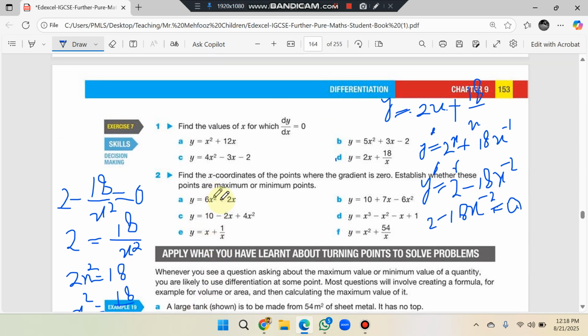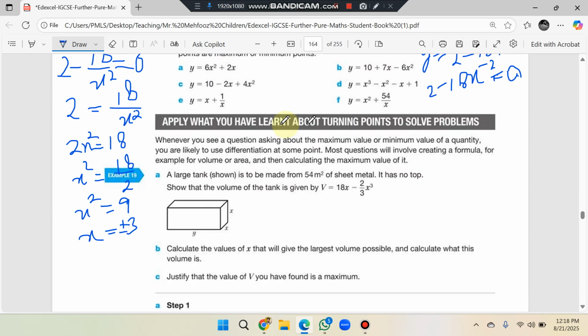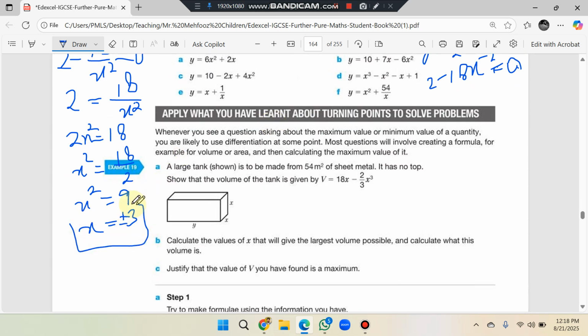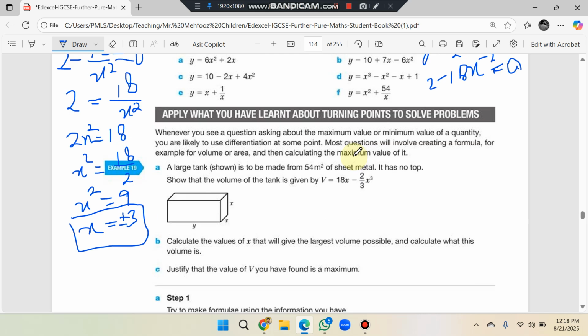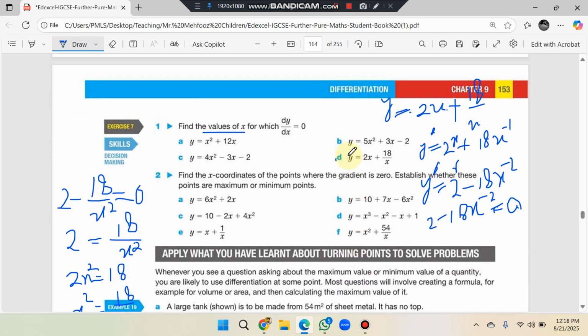Do you understand this question? We just have to find the value of x for which dy by dx is equal to 0. So these are the values of x. Any problem? No. And you also have to know that when we have a quadratic equation, we get 2 values of x, when we have a cubic equation, we get 3 values of x, and when we have a linear equation, we have 1 value of x.